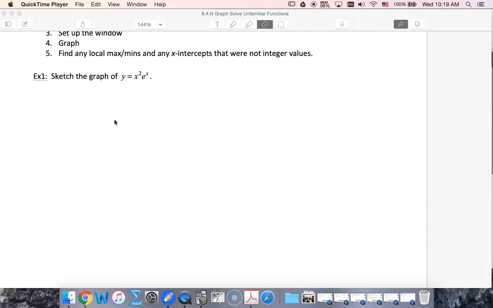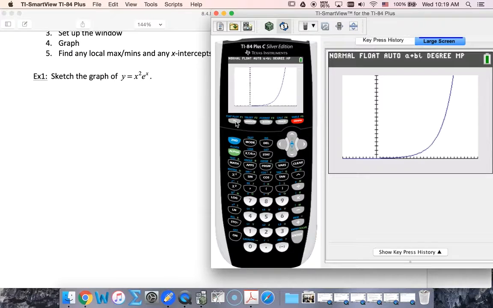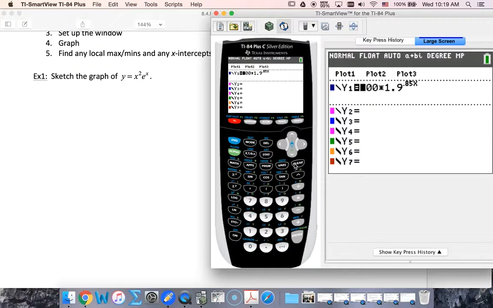All right, so let's try sketching this graph. This is an unfamiliar function. I have no idea what that's going to look like. So let's start by putting it in our calculator. I'm going to take my y equals, clear out what's there, x squared, e to the x.